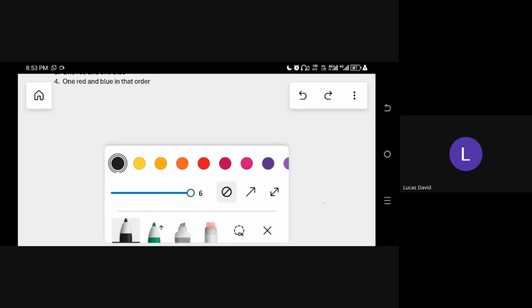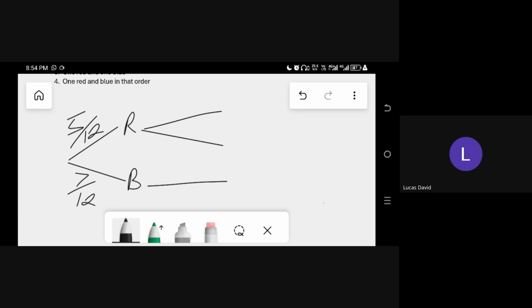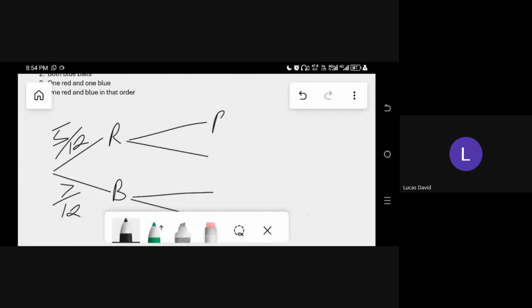So the first, red, blue. Remember, this is the first time you're picking. The first time you pick, you still have a total of 12. So picking a red is 5/12, and picking a blue is 7/12. Now, if there is a second pick, which of course there is, you have another branch here, and here too you have another branch. So this is still red, blue, red, and blue.